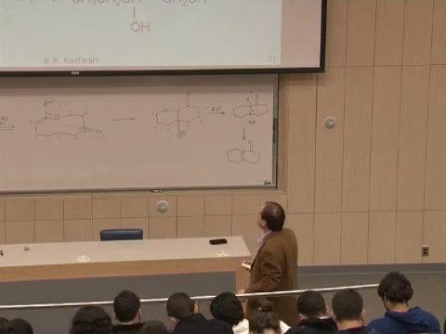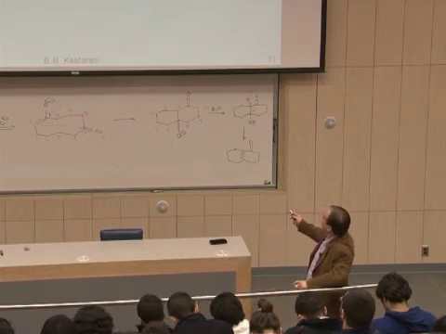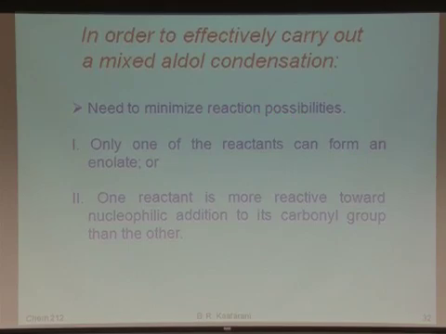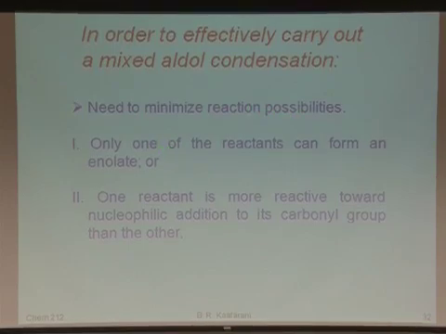Let's go over some strategies. In order to effectively carry out a mixed aldol condensation, you can minimize the reaction possibilities by having only one of the reactants form an enolate, and by using one of the reactants that is more reactive towards nucleophilic addition. For instance, formaldehyde. It's a perfect example. Formaldehyde does not have any alpha hydrogen. Formaldehyde is the most reactive towards nucleophilic addition because you have H and H. You do not have any steric hindrance for a nucleophile to reach the carbonyl.